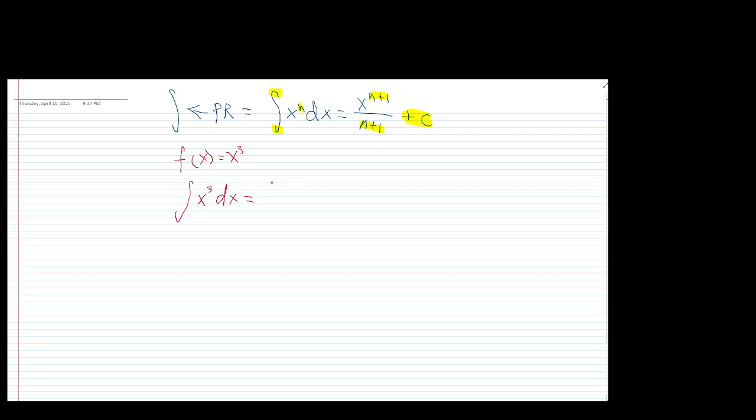Because you know that you're going to keep the x. The only thing you have to do is put parentheses in place of the n. Only in place of the n. Everything else stays the same. Wherever you see an n, put parentheses. And do not forget your plus c.